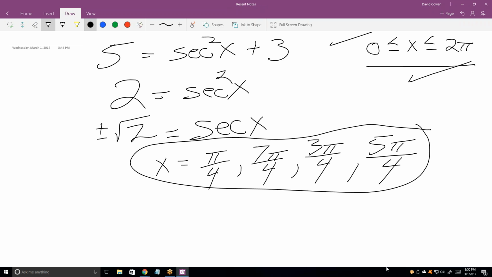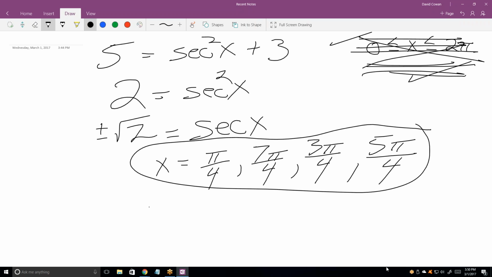Now, if it was in between 0 and 2 pi, yeah, because that's the unit circle. And those are the four quadrants, where the secant of each of these angles is equal to either plus or minus square root of 2. Now, let's take that out so that we can phrase this in a way where the domain is not restricted. In other words, I want all combinations.